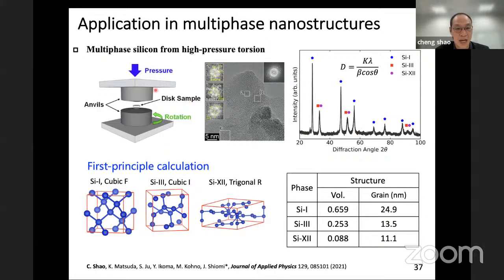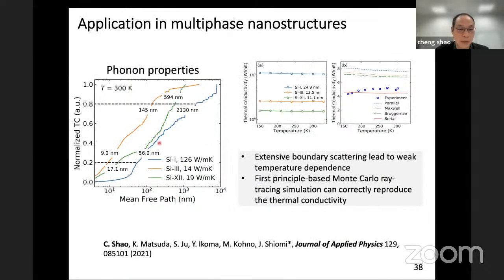By high pressure torsion, we can generate some multi-phase nanostructured silicon, which consists of different phases of silicon. From the XRD measurement, we can get information like the weight fraction and the grain size of each phase of silicon. Once we know the phase composition and the material, we can apply first principles calculation to calculate the bulk phonon properties in each phase. So this is the mean free path distribution of phonons in each bulk phase.